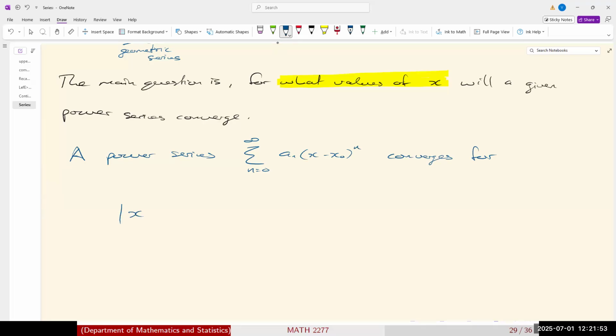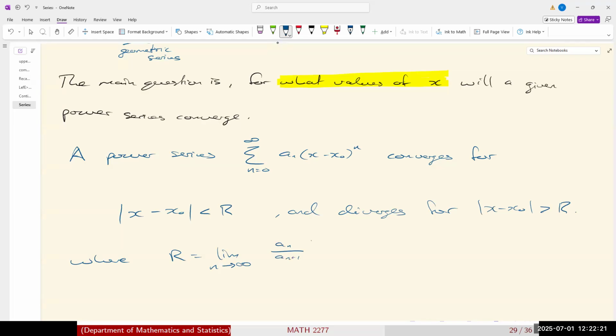It converges whenever the x value is within R of the center, and diverges for x values farther than R, where R is the limit as n goes to infinity of a_n over a_(n+1).